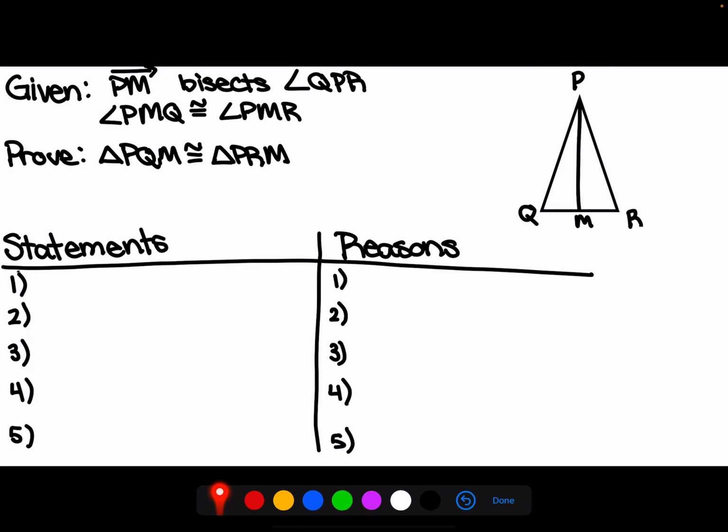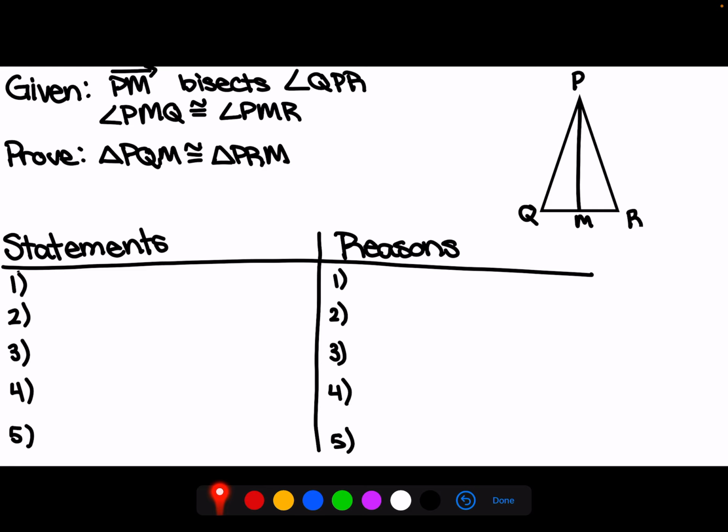Given ray PM bisects angle QPR, and angle PMQ is congruent to angle PMR. Prove that triangle PQM is congruent to triangle PRM. So go ahead and pause the video if you'd like, and you can try this one out on your own. If you do get stuck though, go ahead and watch the video and see where you made a mistake. And also, if you finish, go ahead and check your work, of course.